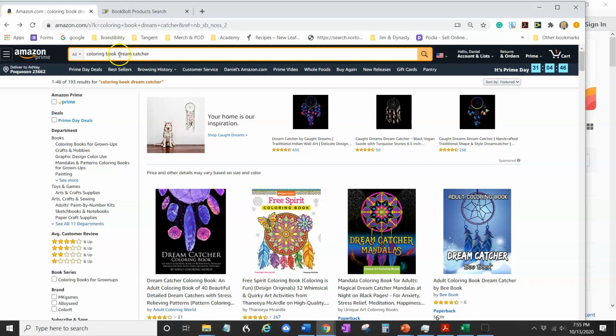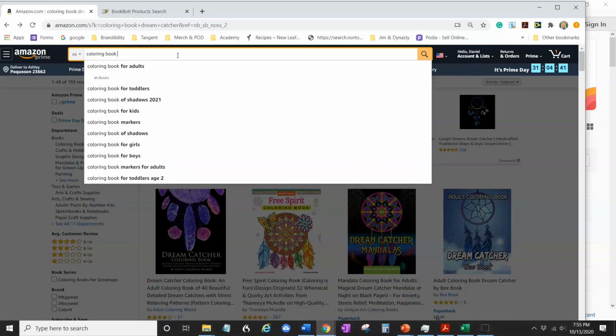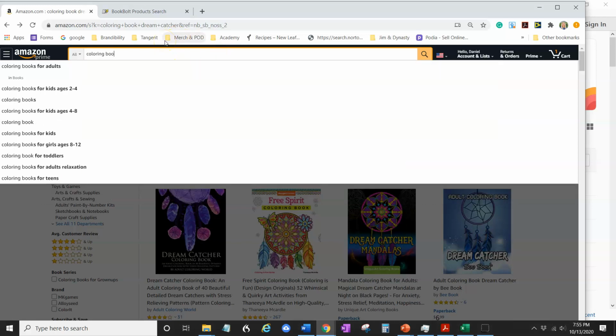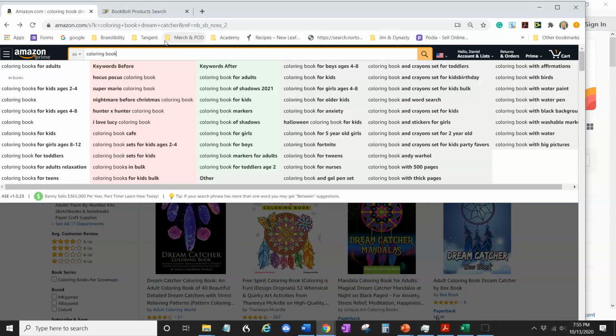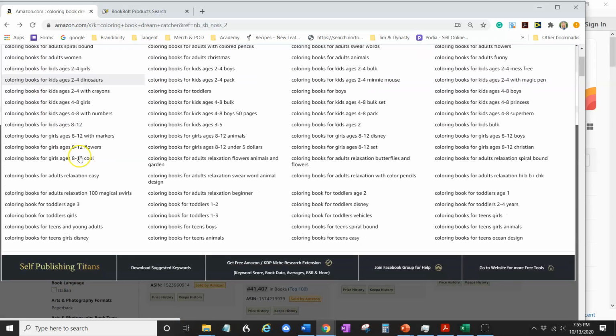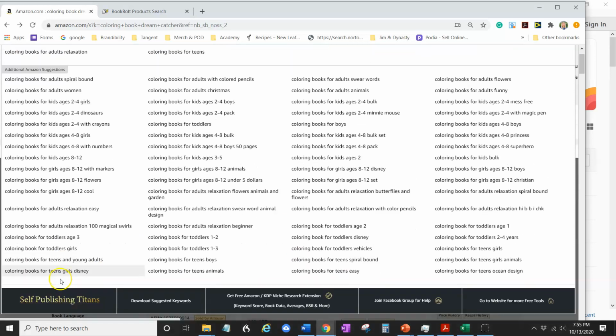What I started out with, and that's what I typed in, was coloring book. Now you're going to see all these cool words come up. This is two things. This is AMZ Suggestion Expander, which is like this right here. And then this right here is something new from Self-Publishing Titans. It's the KDP Niche Research Extension. You could probably type in the Chrome extension, Self-Publishing Titans.